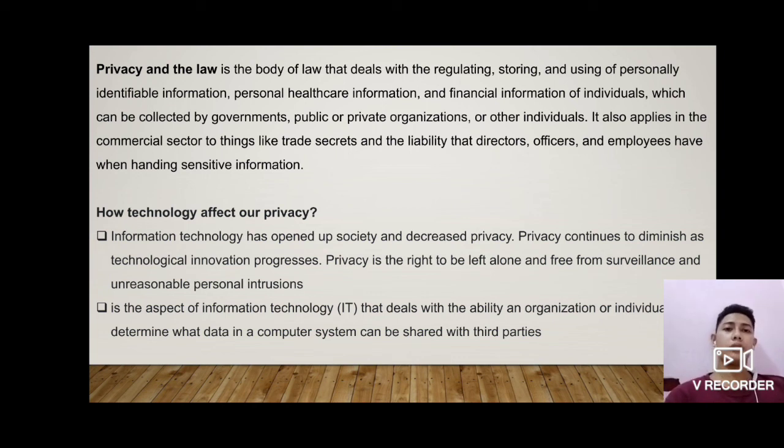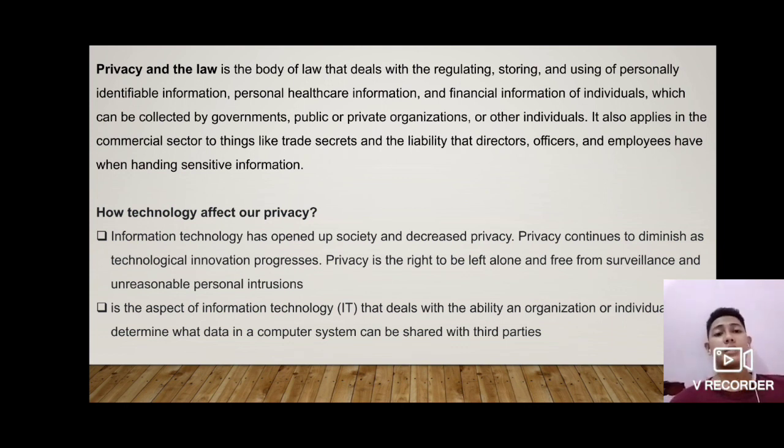And how does technology affect our privacy? Information technology has opened up society and decreased privacy. Privacy continues to diminish as technological innovation progresses. Privacy is the right to be left alone and free from surveillance and unreasonable personal intrusion.